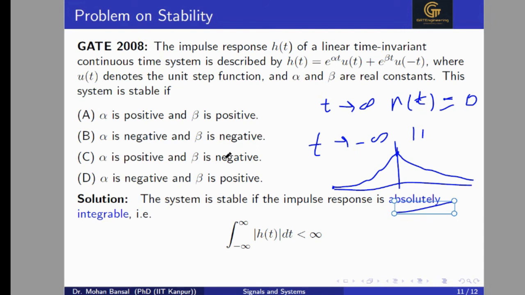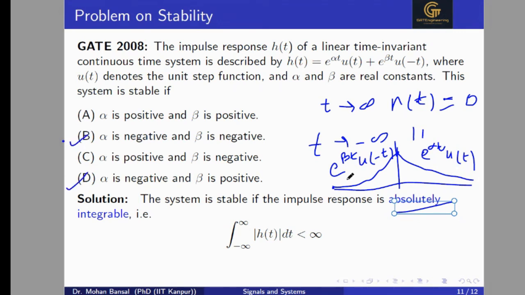So now this signal is e^(beta t) u(-t), and this one is e^(alpha t) u(t). In this case, it is an exponentially decaying signal, so alpha should be negative. From the positive side, e^(alpha t) should be a decaying function, so it should be negative. So option B or option D might be correct.